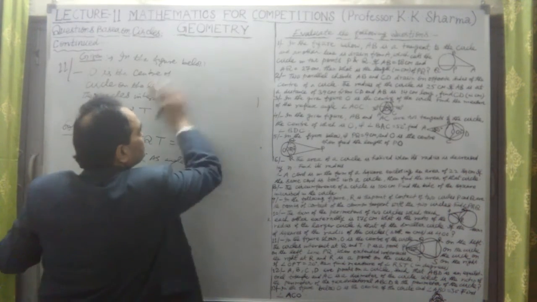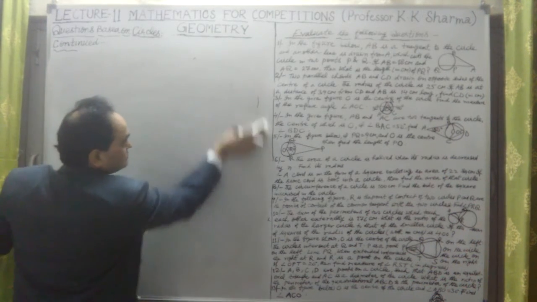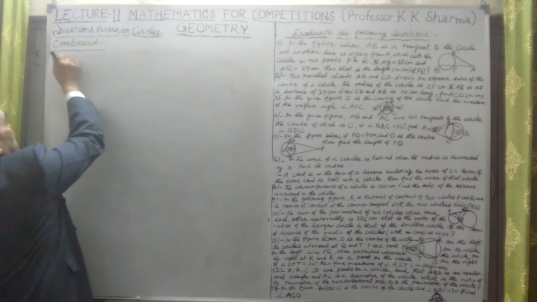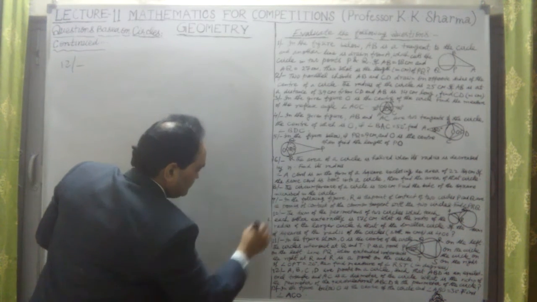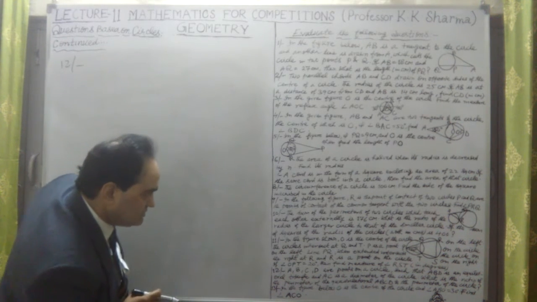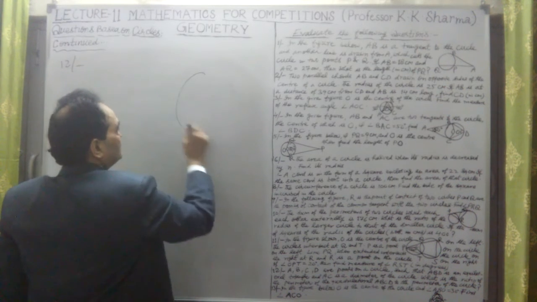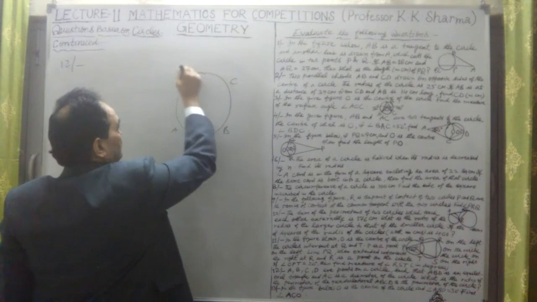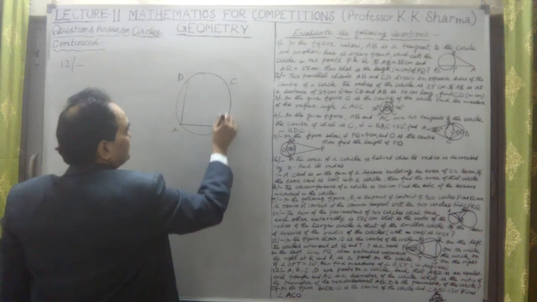Let us take now question number 12. Question number 12. What did it say? Now it says that if ABCD are the points on a circle such that ABD is an equilateral triangle. Let me take a circle. ABCD are the 4 points on a circle.